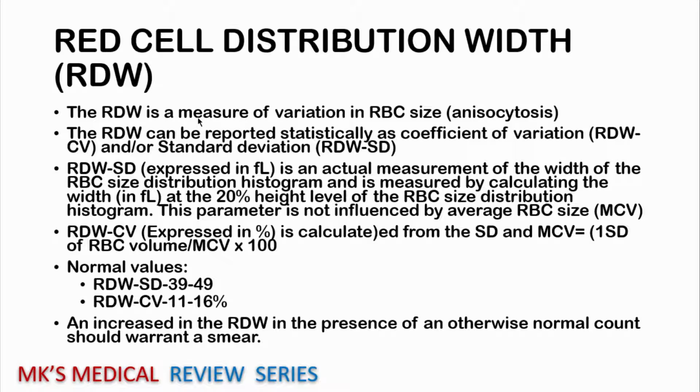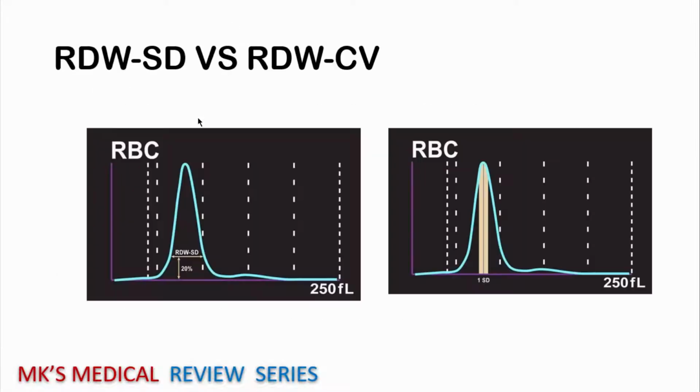So the normal RDW standard deviation is 39 to 49 femtoliters. Then the normal RDW coefficient of variation is between 11 to 16%. So an increase in this RDW, if you have normal other parameters, should actually alert you to investigate this person further. It may alert you to actually carry out a peripheral smear.